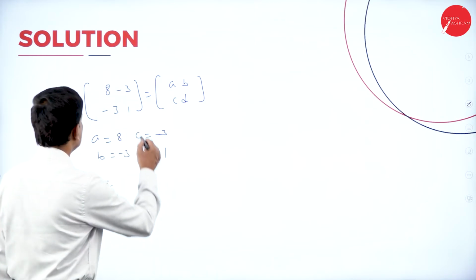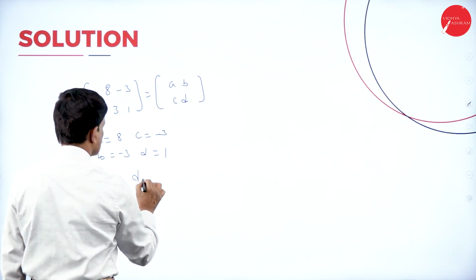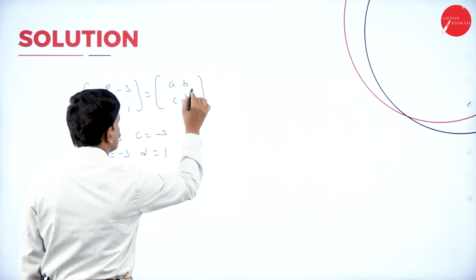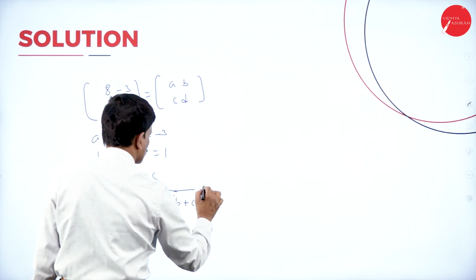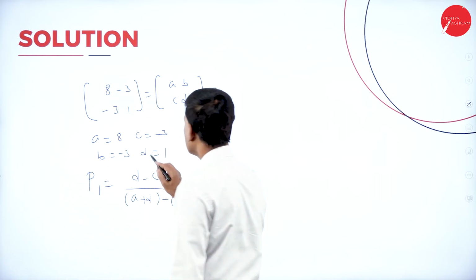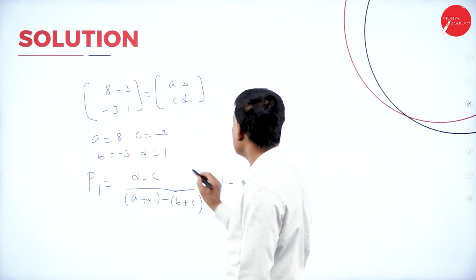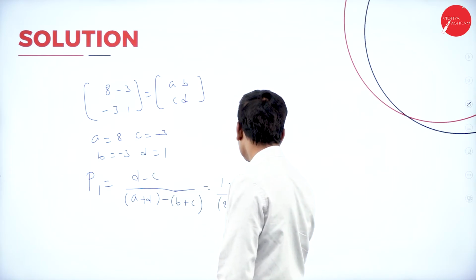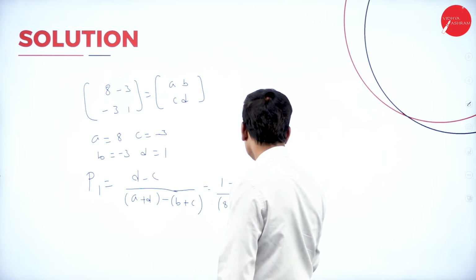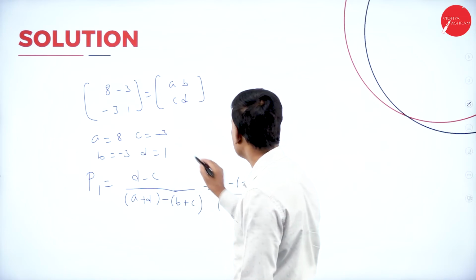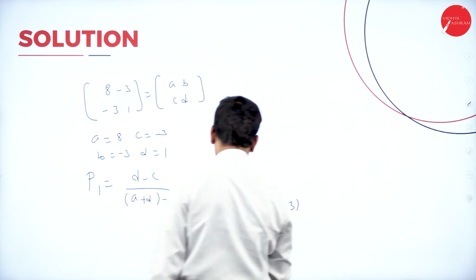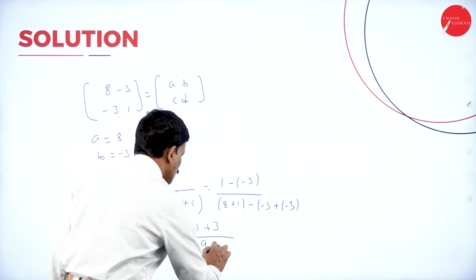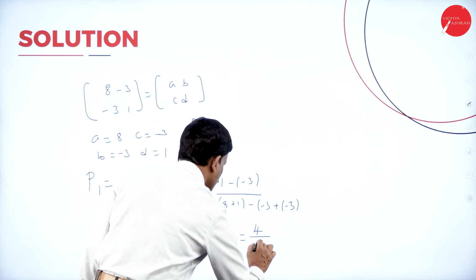P1 is given by D minus C divided by A plus D minus B plus C. What is D here? D is equal to 1 minus C, C is minus 3, divided by A plus D, A is 8 plus D is 1, minus B, B is minus 3, plus C, C is equal to minus 3. So what is this equal to? 1 plus 3 divided by 9 minus 3 is minus 6, minus into minus plus 6. This is 4 divided by 15.